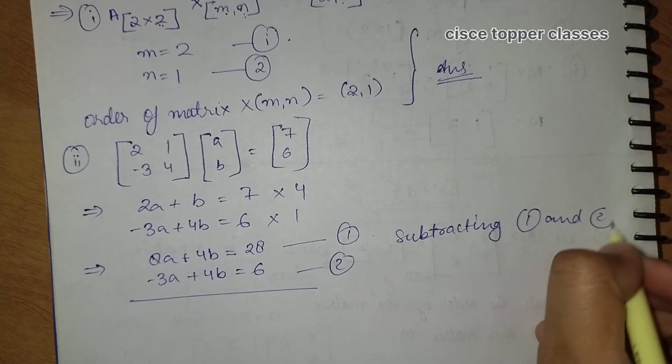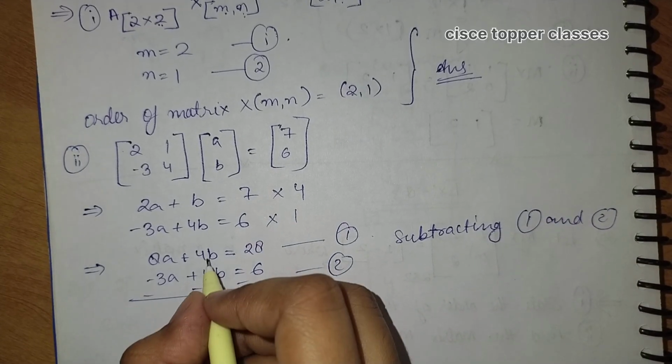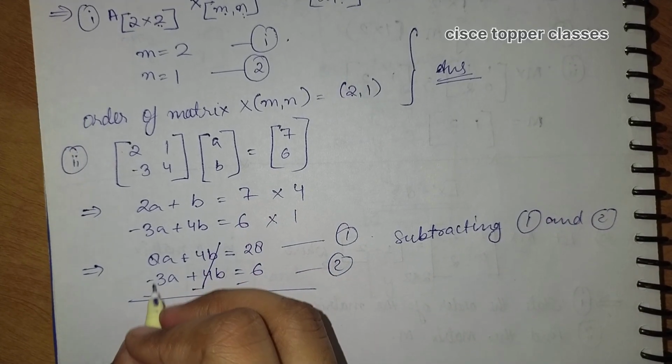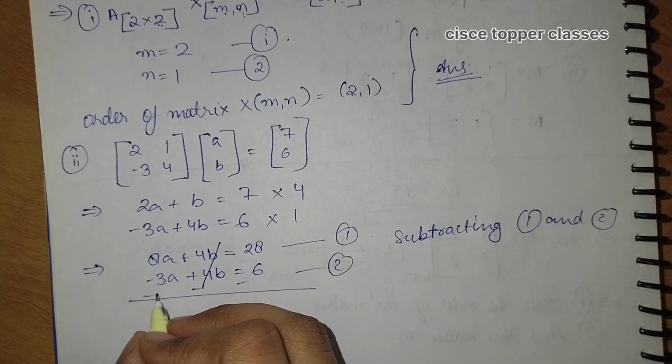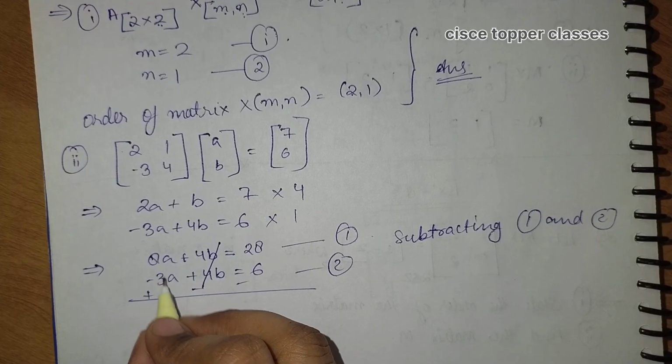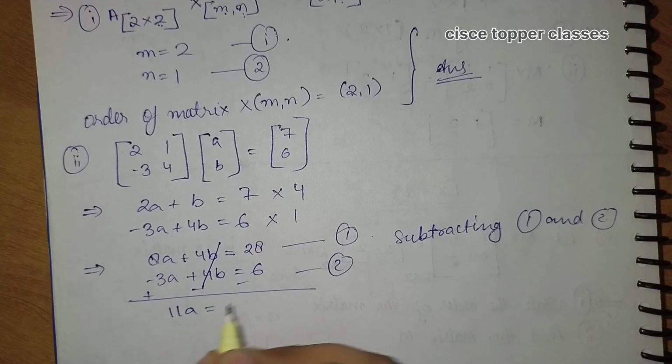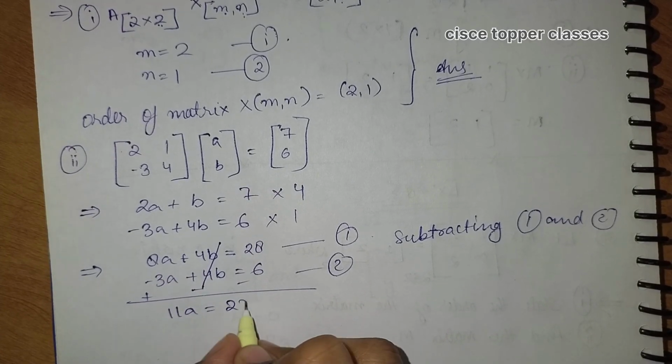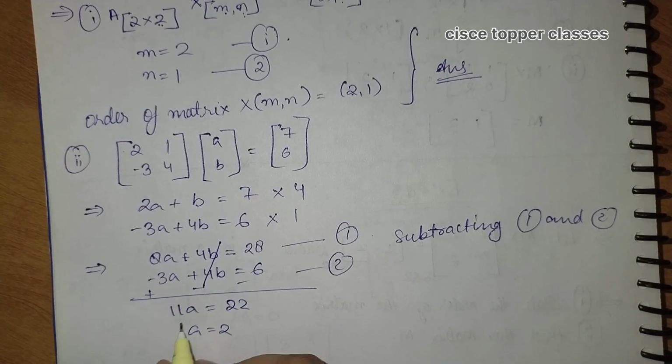Subtracting first and second, 4b will cancel out. Here it will become 8a minus 3a, that is 11a equal to 28 minus 6, which is 22, and from here a is equal to 2.